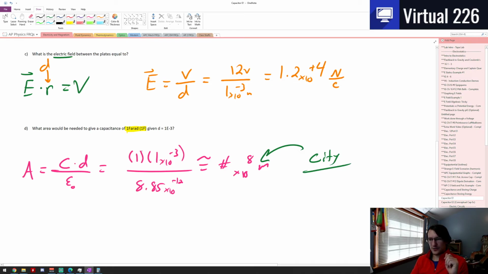Wait, if you just want a 1 farad capacitor, you need to build it as large as a city? That seems insane. Because I have 1 farad capacitors in the back of our classroom. So they must be doing something in order to get this size down a little bit. One of the things they could be doing is installing that dielectric, putting some substance in between the parallel plates. The other thing they could do is they could geometrically create the capacitor in a very clever way.